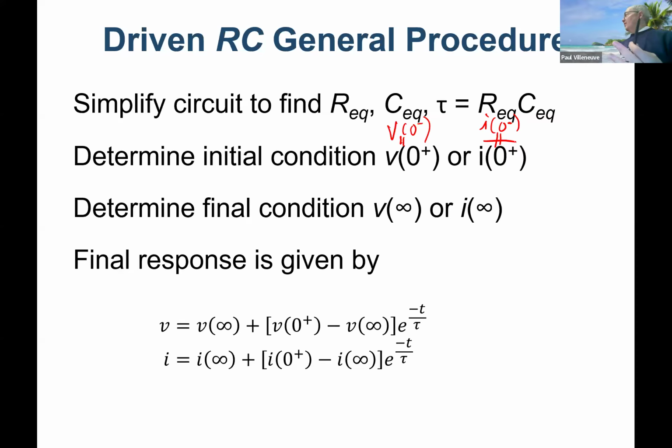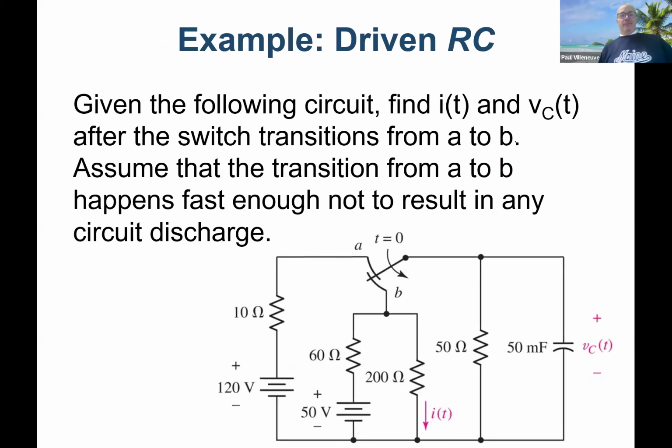The circuit is the same, so everything's reached steady state. So we have V infinity or I of infinity, and then we just plug into our first order equations. All right, let's do an example.